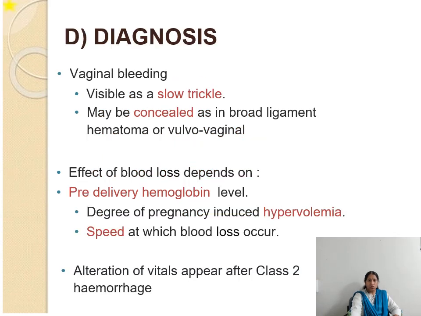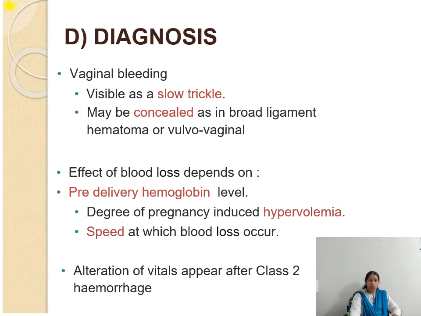So what is the diagnosis? How are we going to see all the 4 factors which are causing the vaginal bleeding, whether it is visible as a slow trickle or it is concealed, or patient is having increased blood loss. So pre-delivery hemoglobin is important. The effect of blood loss mainly depends upon the pre-delivery hemoglobin and the degree of pregnancy-induced hypervolemia, and the speed at which the blood loss occurs. And there will be alteration of the vitals, usually tachycardia and presence of sweating, dizziness. Patient will have low BP recordings, systolic pressure will be dropping. She will go into dyspnea.